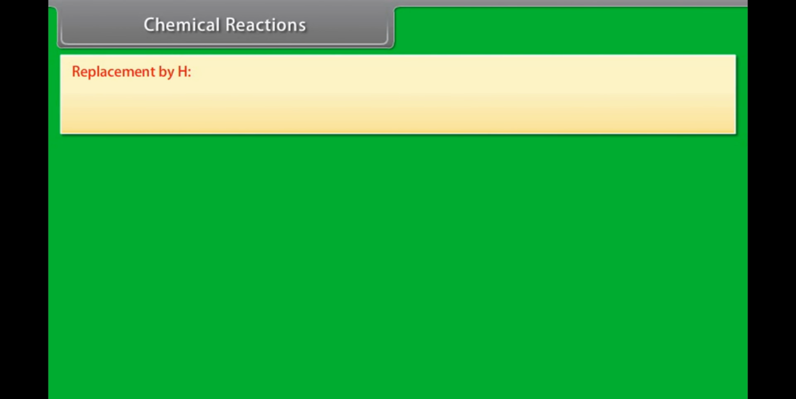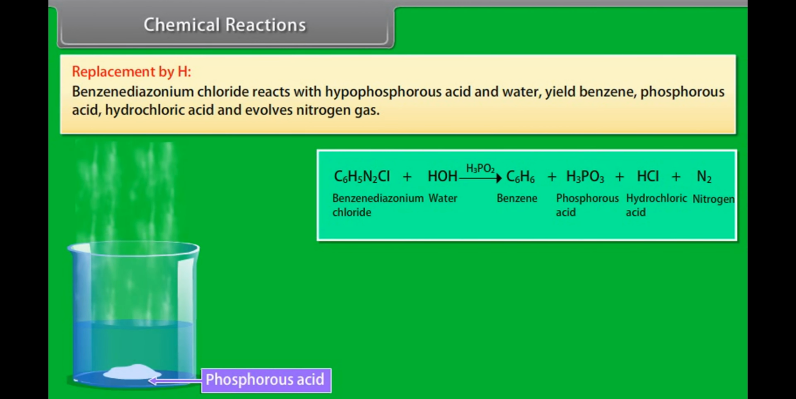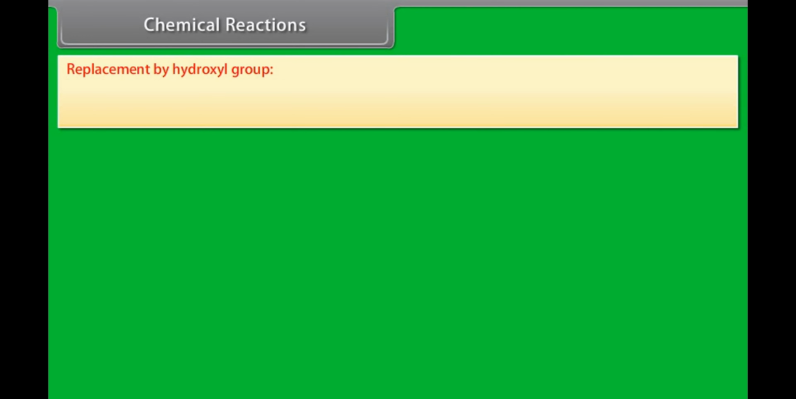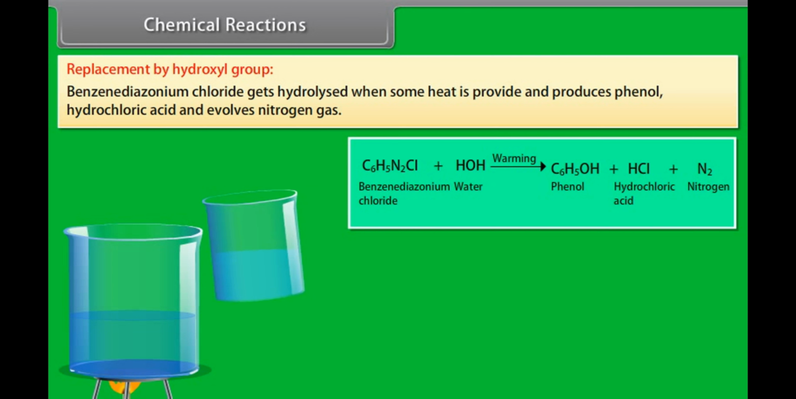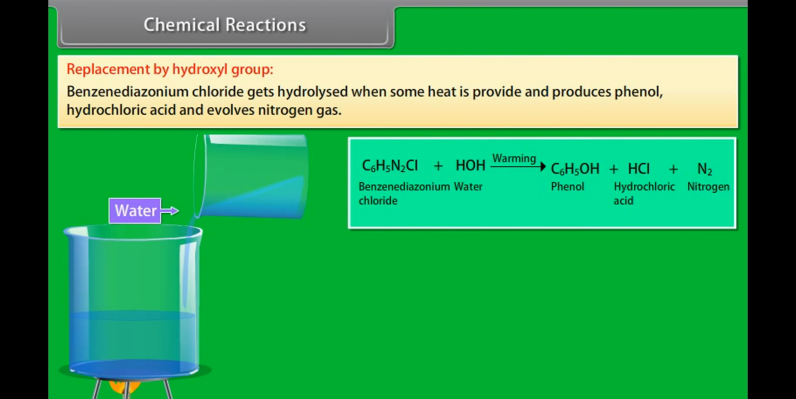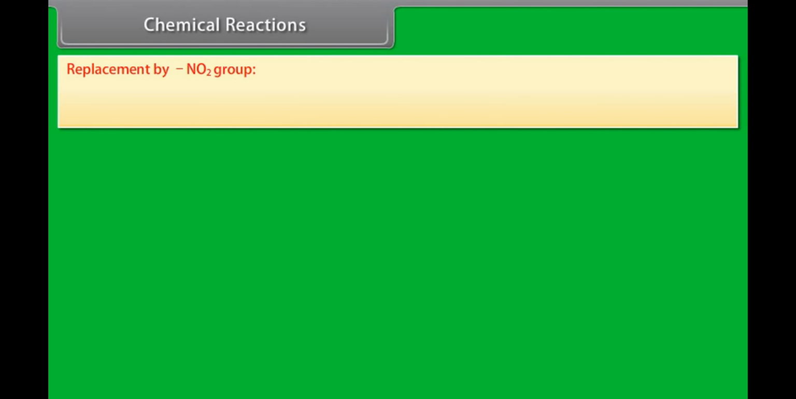Replacement by H. Benzene diazonium chloride reacts with hypophosphorous acid and water, and yields benzene, phosphorous acid, hydrochloric acid, and evolves nitrogen gas. Replacement by hydroxyl group. Benzene diazonium chloride gets hydrolyzed when some heat is provided and produces phenol, hydrochloric acid, and evolves nitrogen gas.